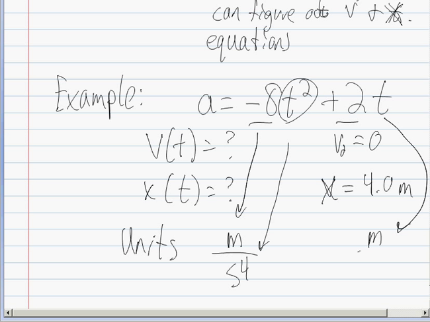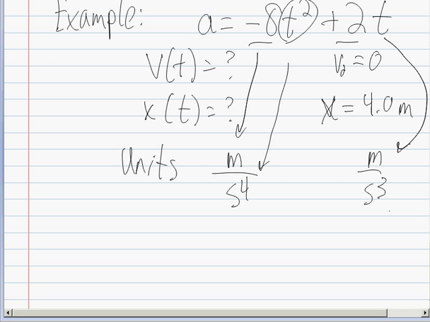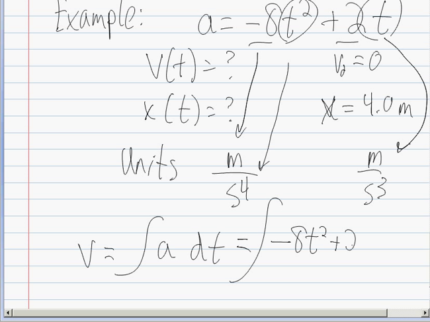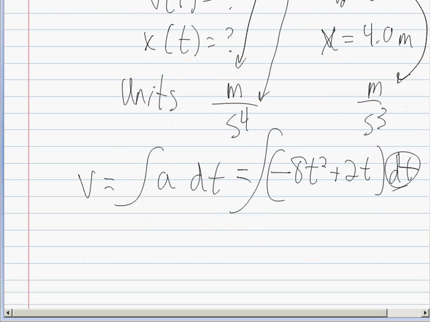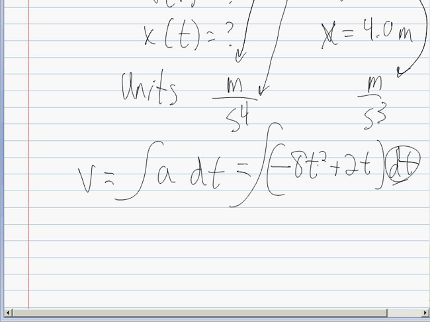But let's go ahead and figure out what the velocity is. It's the integral of a with respect to time. So that's going to be the integral of (minus 8t squared plus 2t) dt. I only do that because this operator applies to both of them. So we're going to raise the power of that guy: minus 8t cubed over 3 plus, for the 2t, it's going to go up the power, so it's t squared over 2, plus c.